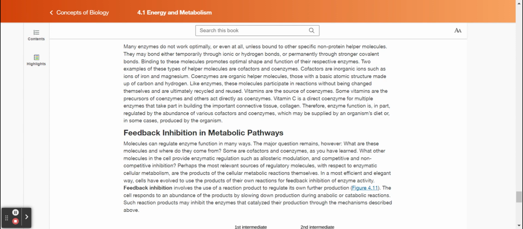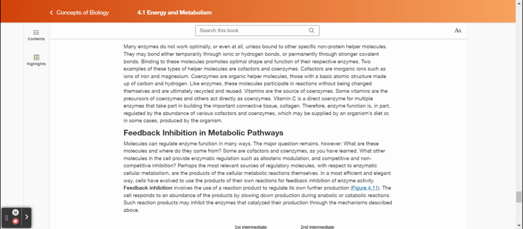Cofactors are inorganic ions, such as ions of iron and magnesium. Coenzymes are organic helper molecules, those with a basic atomic structure made up of carbon and hydrogen. Like enzymes, these molecules participate in reactions without being changed themselves and are ultimately recycled and reused. Vitamins are the source of coenzymes. Some vitamins are the precursors of coenzymes, and others act directly as coenzymes.